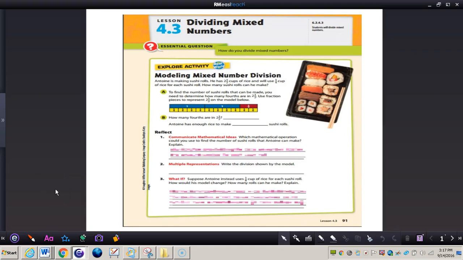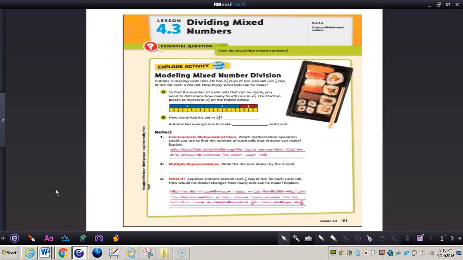In this video, we're going to be taking a look at dividing mixed numbers. Now you will need to have your Go Math book out, turning to page 91, your math journal, and also a pencil. Now the essential question we'll be looking at today is how do you divide mixed numbers?